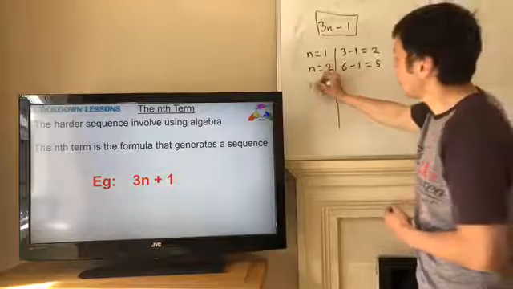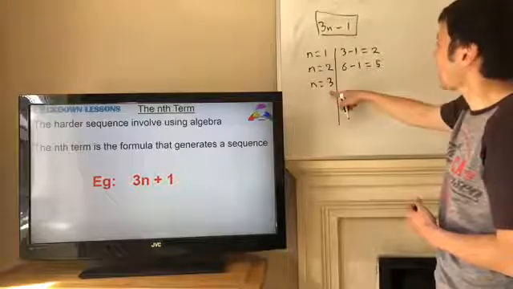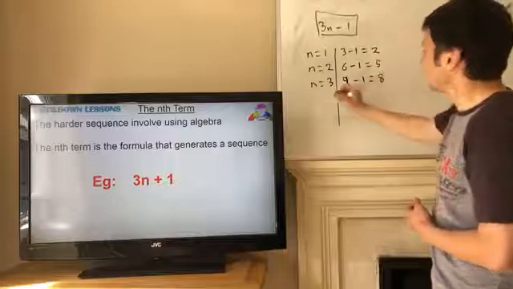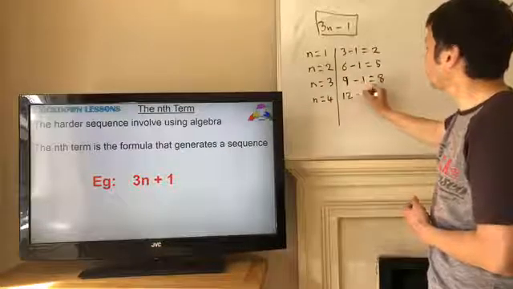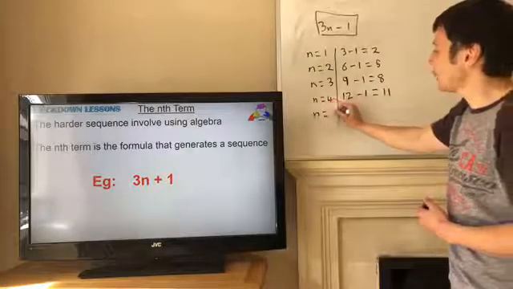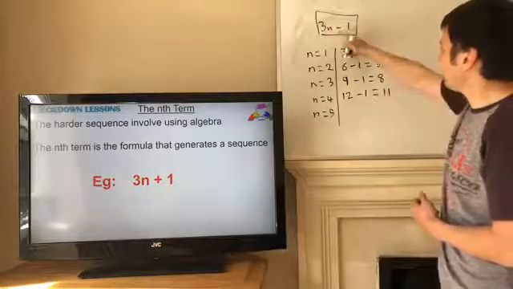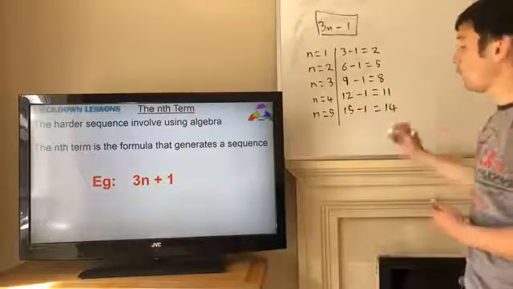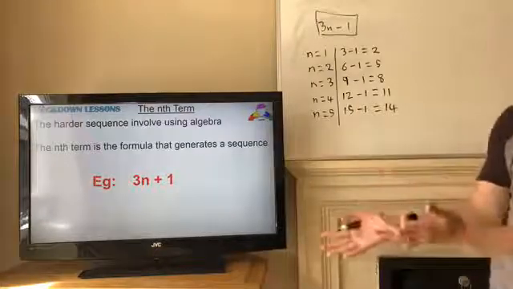I'm then going to put n equals 3 in for the third number. 3 times 3 is 9, minus 1 equals 8. Then n equals 4. 3 times 4 is 12, minus 1 is 11. And finally, n equals 5. If I'm doing the first 5, 3 times 5 is 15. 15 minus 1 is 14. And I could keep going, but I don't need to, because the question will tell me how many terms you want to get.